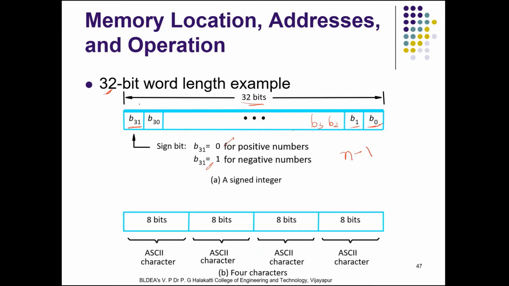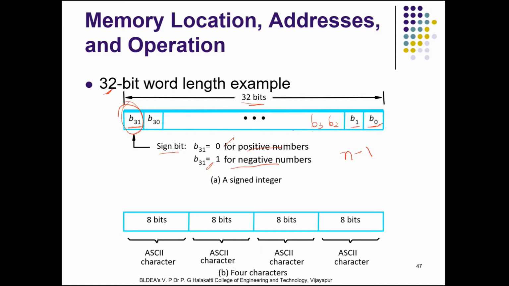Now this B31, I am going to use for representing the sign bit. That is, if it is a 0, I say it is a positive number. If it is 1, then we say it is a negative number. I hope you have studied in your first year how to represent a number in sign and magnitude representation. So the B31 bit is considered for representing the sign of the number: 0 for positive and 1 for negative.